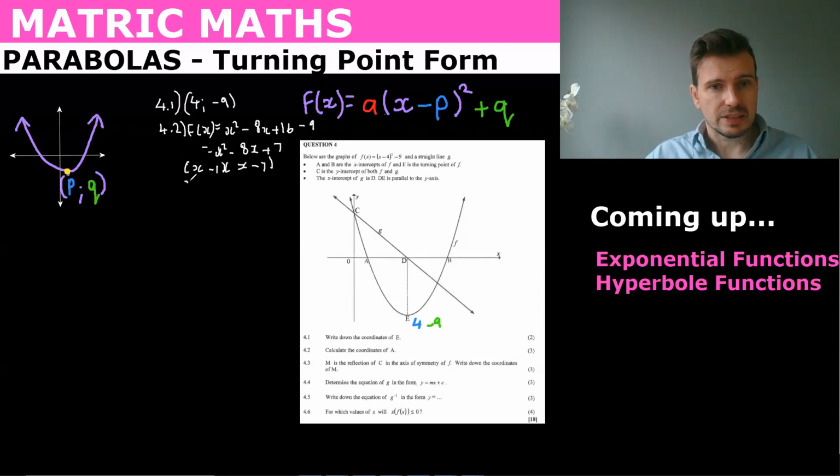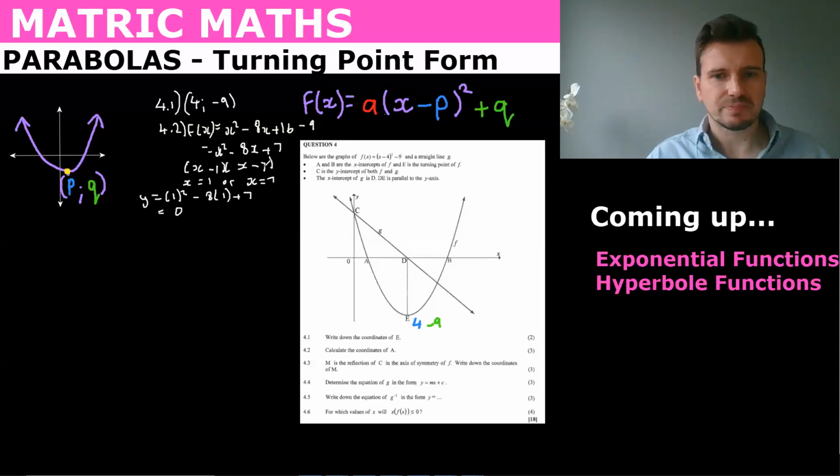And so we know that x is equal to 1 or x is equal to 7. Now we know that A is going to be 1 and B must be the 7. So now we can substitute 1 into the original equation. And so we get 1 squared minus 8 times 1. We want to get y now. And then plus 7, and so then, of course, y is 0 because it's an intercept. So that just confirms that the answer is correct. Now we know that it's 1 and 0. So we can say A is equal to 1 and 0.